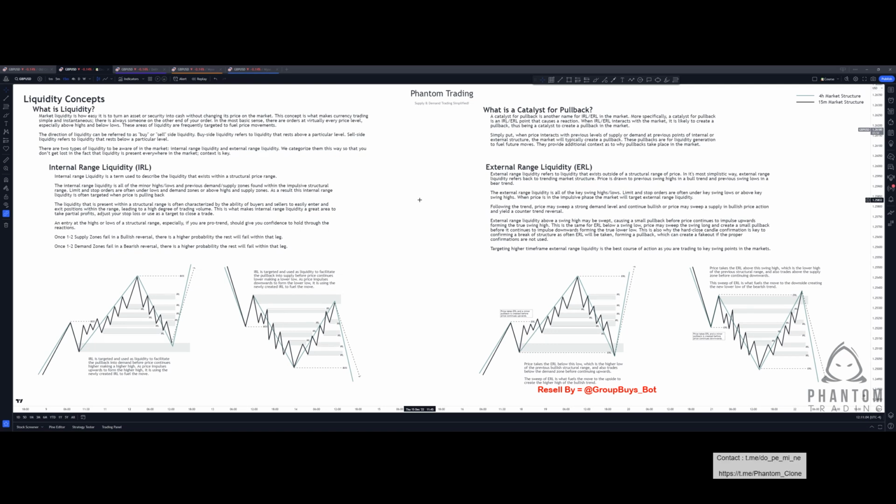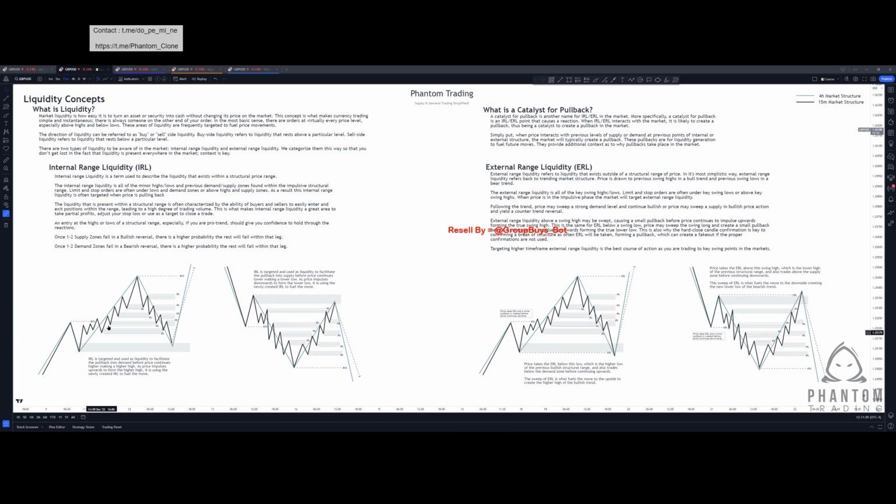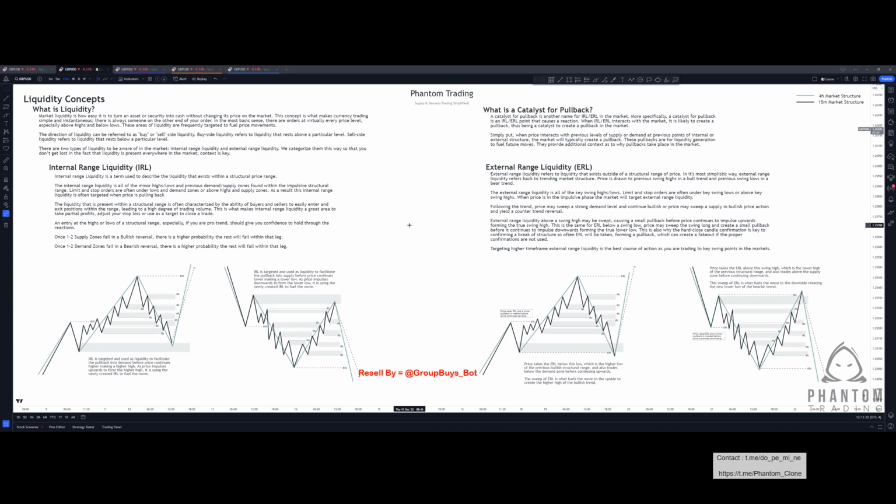When internal/external range liquidity interacts with the market, it is likely to create a pullback. As we've seen in these internal range liquidities, every time internal range liquidity is interacted with, it creates a small pullback that creates new internal range liquidity. So simply put, when price interacts with previous levels of supply or demand at previous points of internal or external structure, the market will typically create a pullback. These pullbacks are for liquidity generation to fuel future moves. They provide additional context as to why pullbacks take place in the market. And this provides further context that when we're talking about market structure and the actual pullback, we're likely reacting off of some sort of catalyst for pullback.